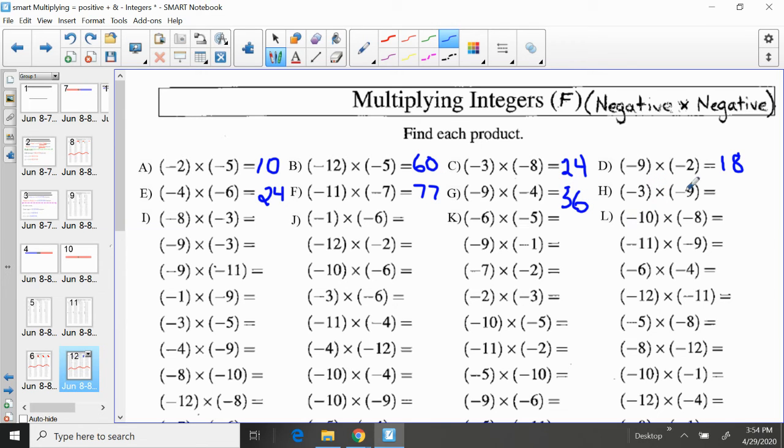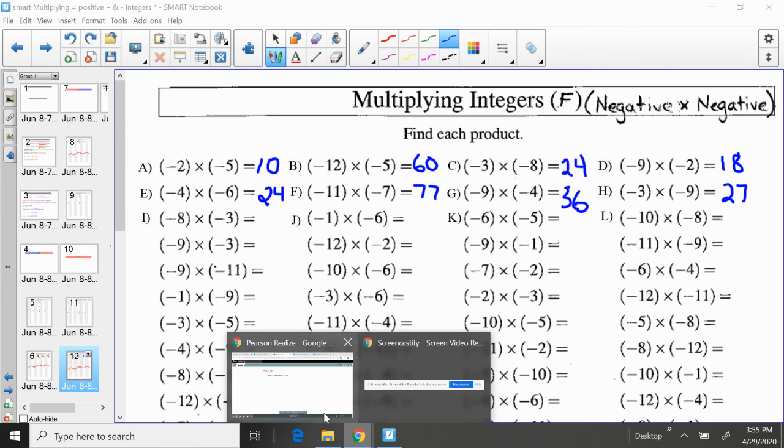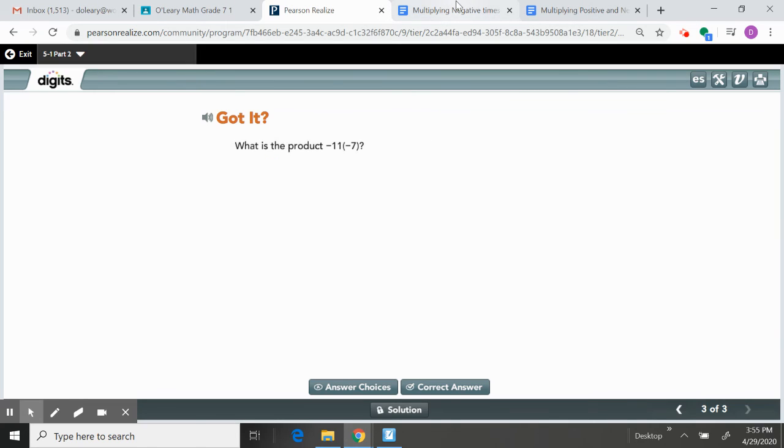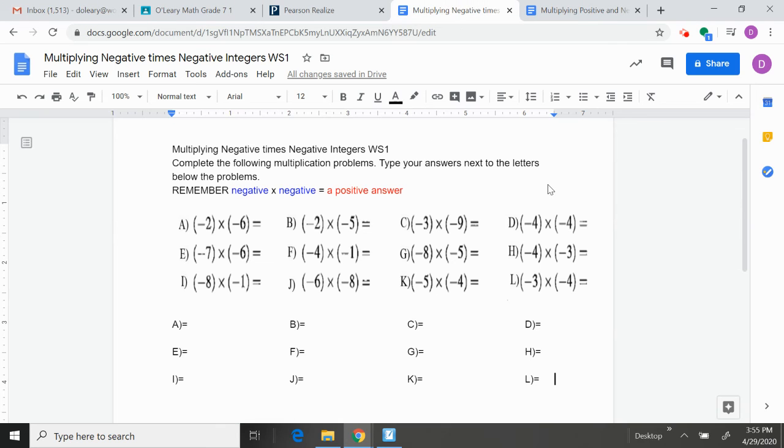Okay, then -3 times -9. Negative times negative is positive. So then simply 3 times 9 is 27. Okay, so that should probably be enough examples, I'm thinking, for you to understand. What your responsibility is going to be today is to work on worksheet 1, where you have negative times negative, and simply typing your answers down here.